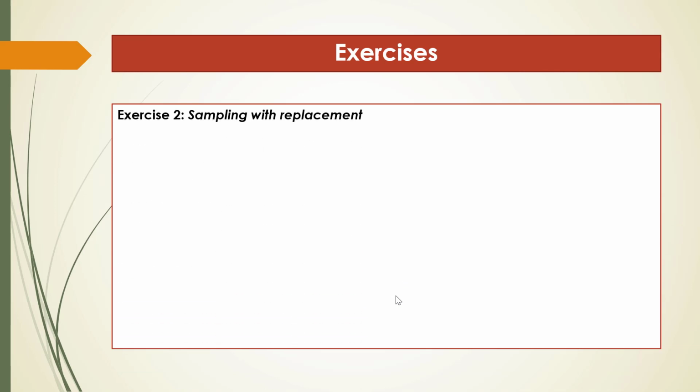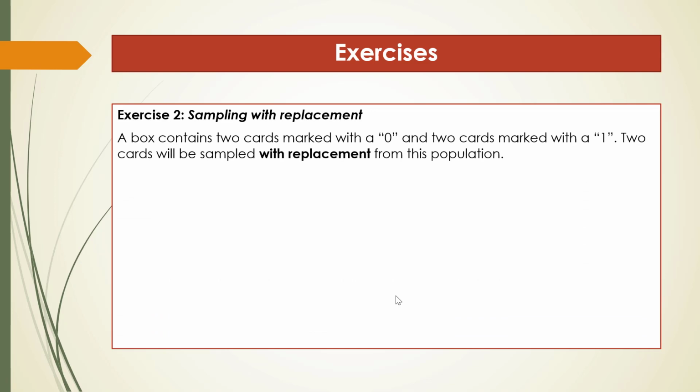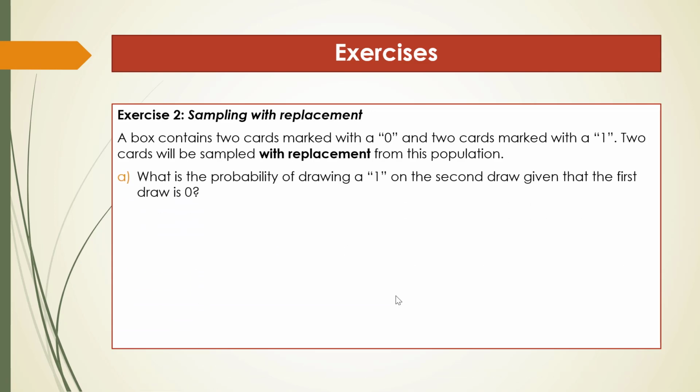And now we consider sampling with replacement. So just similar to the last problem, but here the process of withdrawing the cards is with replacement. So a box contains 2 cards marked with a 0 and 2 cards marked with a 1. 2 cards will be sampled with replacement from this population. What is the probability of drawing a 1 on the second draw given the first draw is 0?